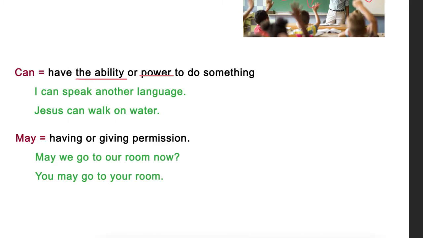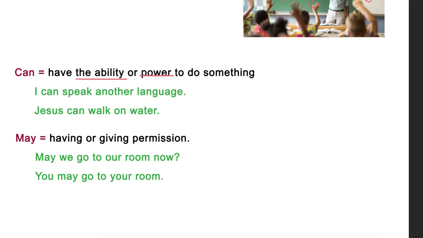So that's different from may. You would use may to get permission, having or giving permission. So you might ask your parents, "May we go to our room now?" Right? Do we have permission to go to our room now? Or your mom might tell you, "You may go to your room." So she's giving you permission. So you have my permission to go to your room.